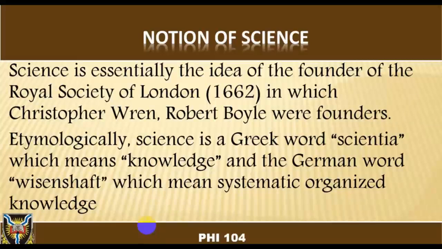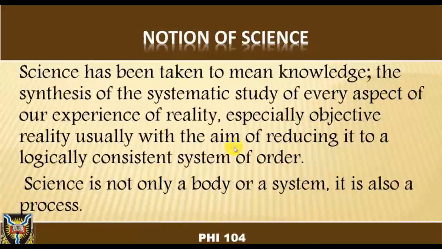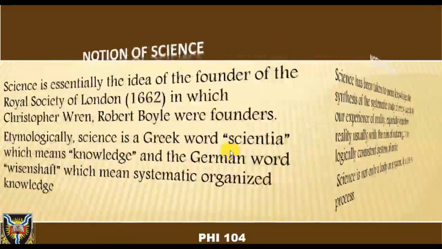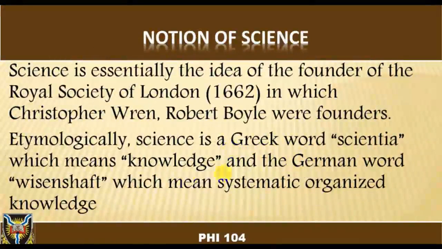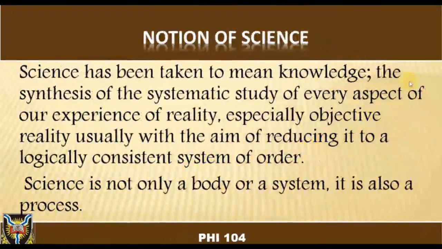Etymologically, science is from the Latin word scientia, which means knowledge, and the German word Wissenschaft, which means systematic organized knowledge. And so, science has been taken to mean knowledge, the synthesis of the systematic study of every aspect of our experience of reality, especially objective reality, usually with the aim of reducing it to a logical, consistent system of order.